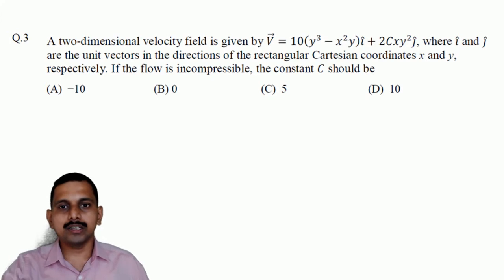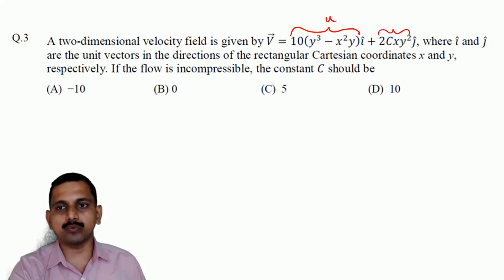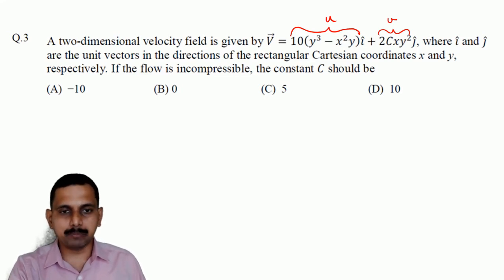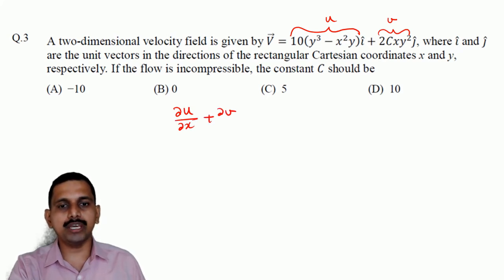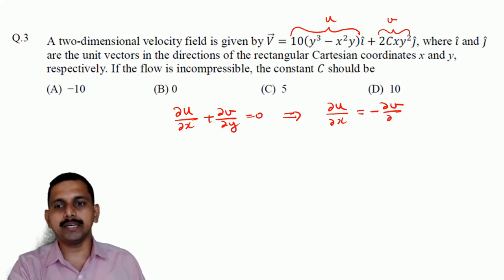The thing is, whenever the velocity is given, we have to know that whatever is attached with i, that is u, and whatever is attached with j, that is v. So in a two-dimensional incompressible flow, the continuity equation becomes ∂u/∂x + ∂v/∂y = 0. Now this implies ∂u/∂x would be equal to -∂v/∂y.